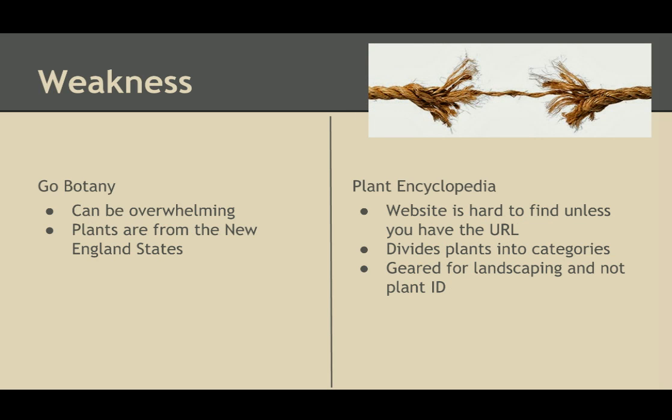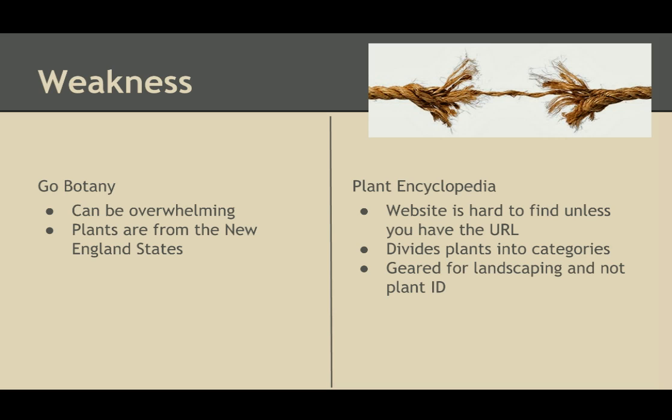Weaknesses of these websites: with Go Botany, it can be a little overwhelming, especially having that dual ID. If you're looking at it, you're thinking, wow, this is a lot more information than I ever wanted to know. The other thing that could be a weakness for Go Botany is that the plants are from the New England states. So if you live somewhere other than Vermont, Connecticut, Massachusetts, those types of states, the plant that you're looking for might not be listed in their database because they are just focusing on the New England states.